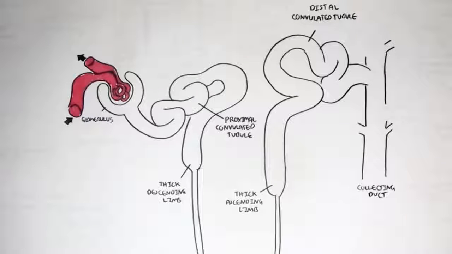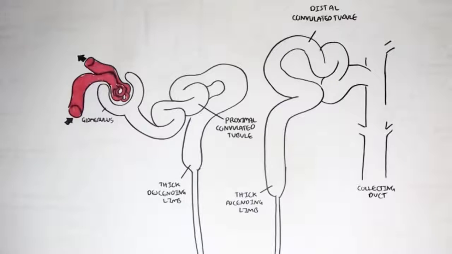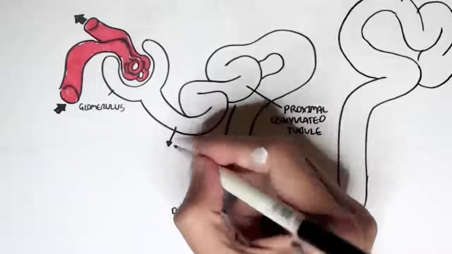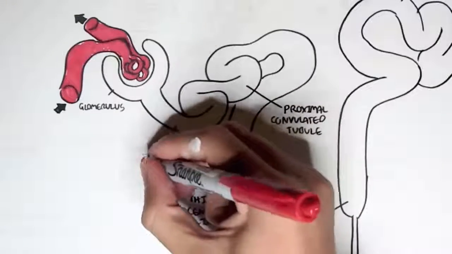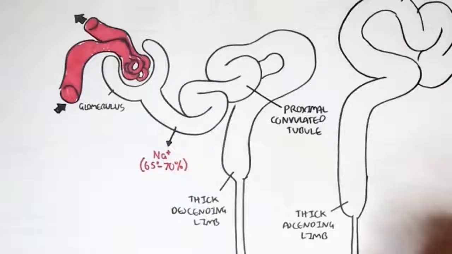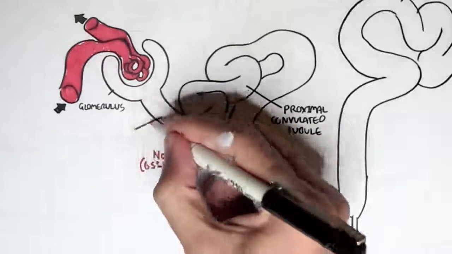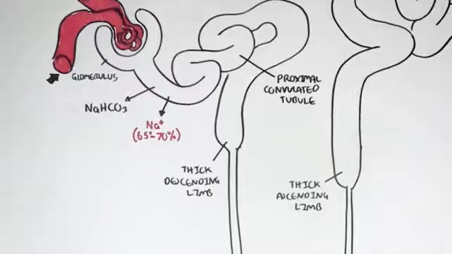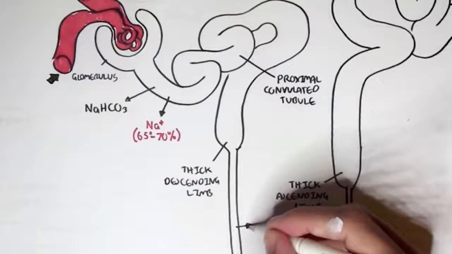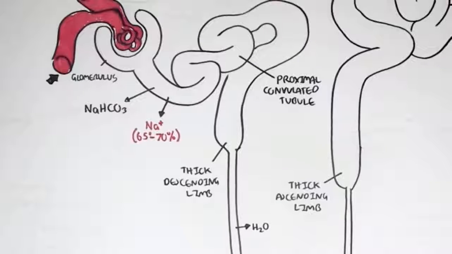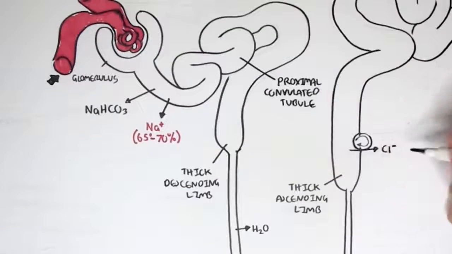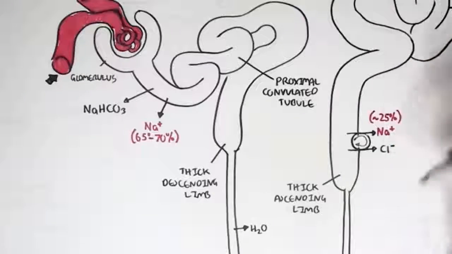Now let us look where along this tubule of the nephron sodium and other substances can be reabsorbed. For example, the main site of sodium reabsorption is in the proximal convoluted tubules, where it absorbs approximately 65 to 70%. Sodium bicarbonate can also be absorbed in the proximal convoluted tubules. Water is reabsorbed within the descending limb. And in the thick ascending limb, we have a transporter, a symporter, which reabsorbs sodium, potassium, and chloride. About 25% of sodium is reabsorbed here.